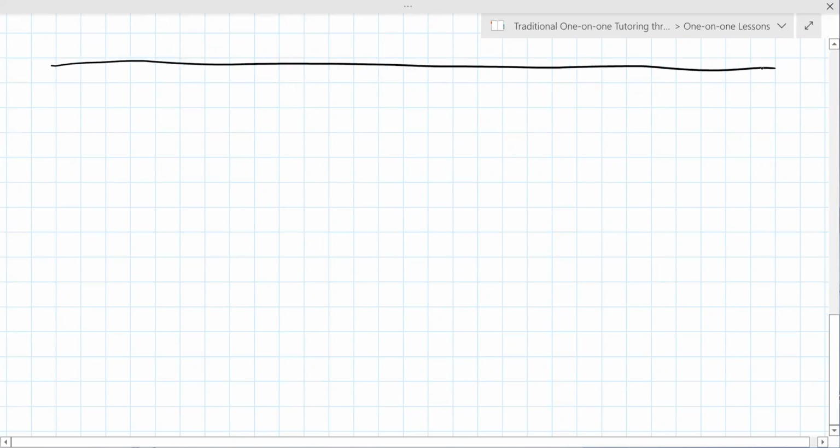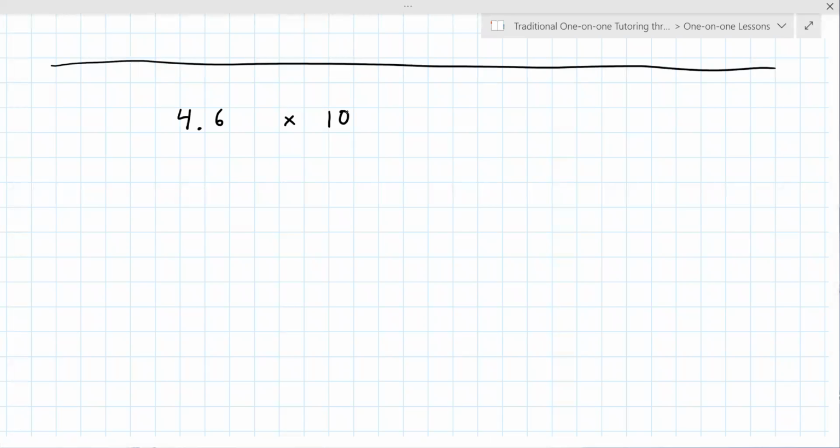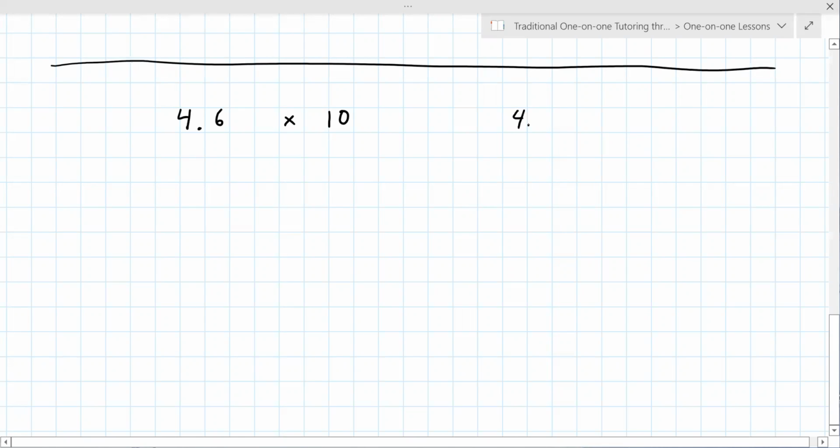All right, so let's say I asked you to take the number 4.6 and multiply it by 10. Do you have any idea what this becomes when you multiply it by 10? No. Okay, so it becomes 46. And if we take 4.6 and multiply by 100, this becomes 460. And 4.6 times 1,000 becomes 4600.